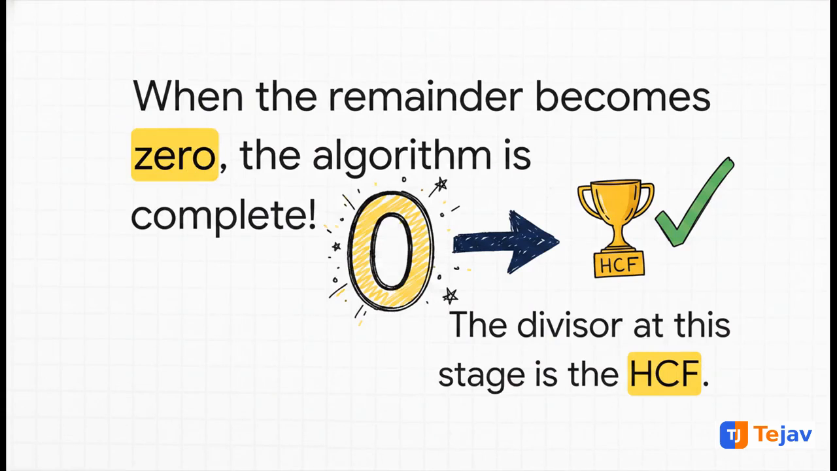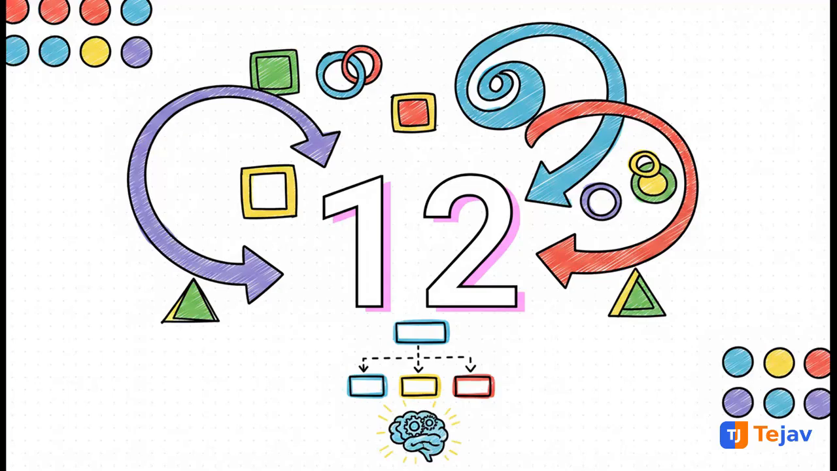And that's it. That's the signal we've been waiting for. The moment you hit a remainder of 0, the game is over. The HCF is simply the divisor you used in that very last step. So there it is. The HCF of 36 and 24 is 12. See how clean that was? No lists, no guessing, just a simple, logical process that works every single time. That's the beauty of it.